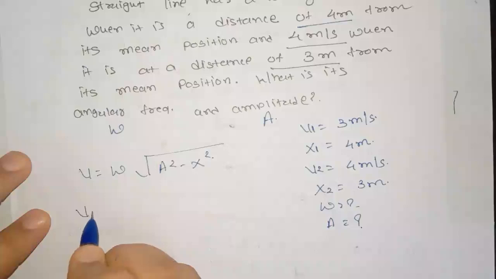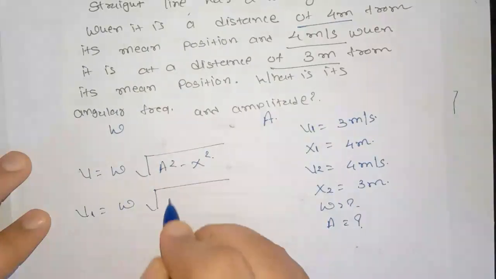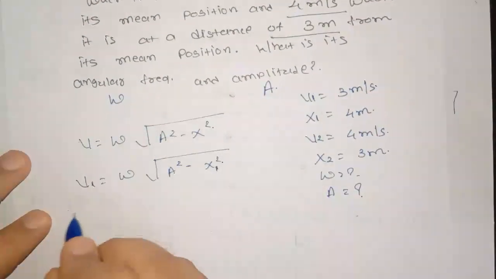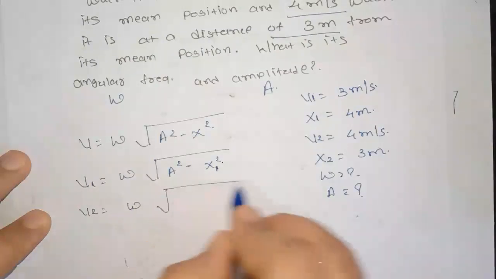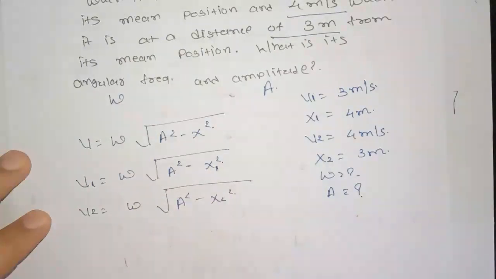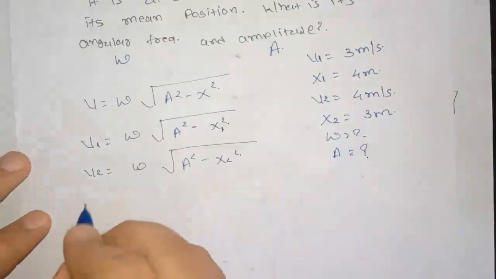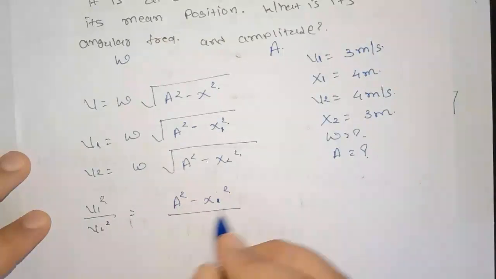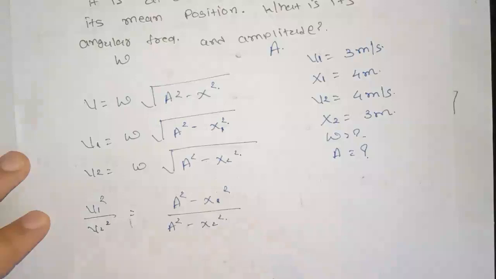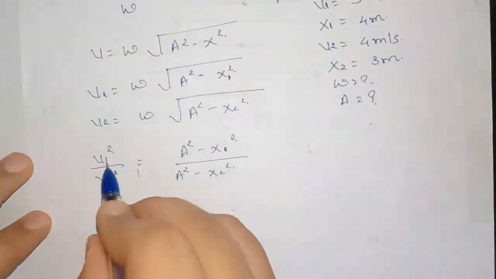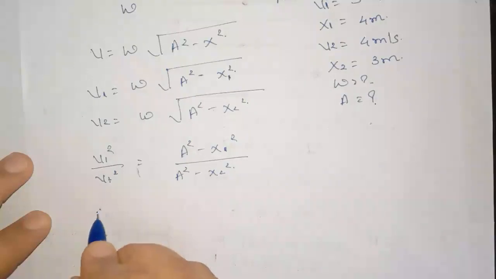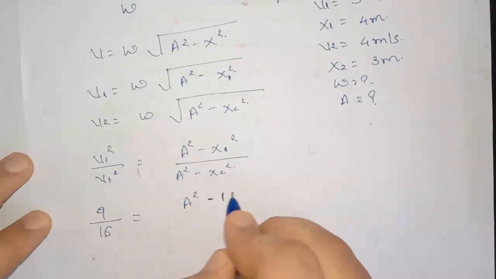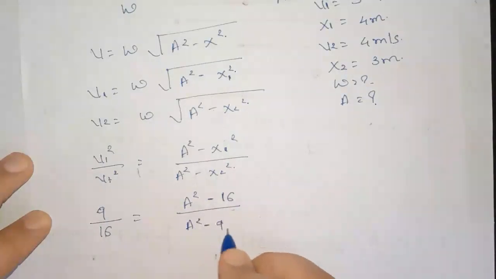So v1 is equals to omega under root a square minus x1 square, and v2 will be equal to omega under root a square minus x2 square. Taking ratio of these two, we can write v1 square by v2 square is equals to a square minus x1 square divided by a square minus x2 square. Put these values. v1 is 3, so 3 square, 9, divided by v2 square, 16, is equals to a square minus 16 divided by a square minus 9.